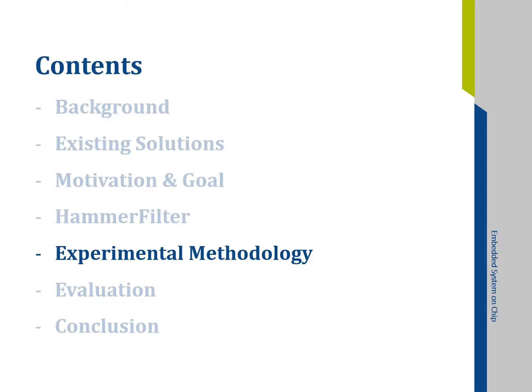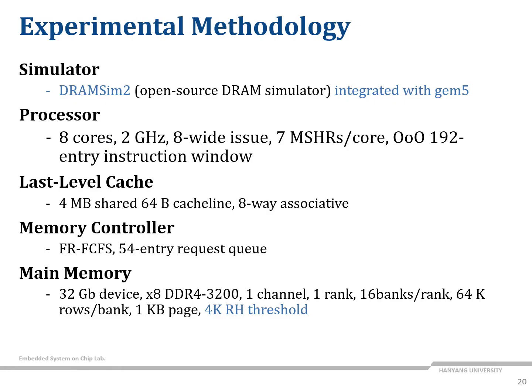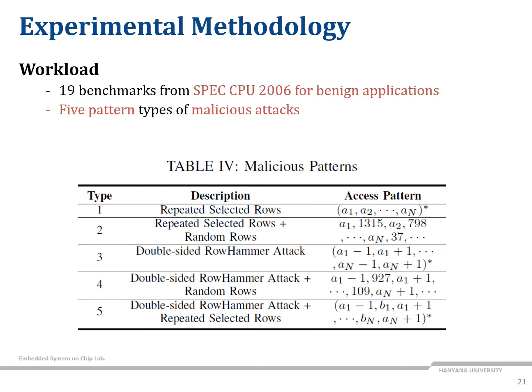Next, I will explain the details of our experimental methodology. We use DRAMsim2 integrated with gem5 as the DRAM simulator for performance evaluation. We set the RowHammer threshold as 4K, which is a smaller value than the recently reported value, considering that RowHammer will worsen in the future. For workloads, we use 19 benchmarks from SPEC CPU 2006 for benign applications, and 5 patterns are created based on the previously described attacks for malicious applications.